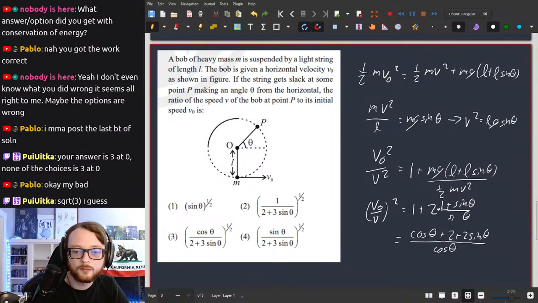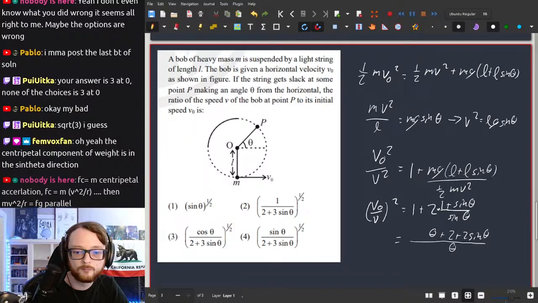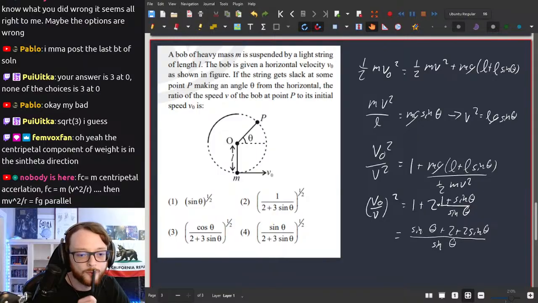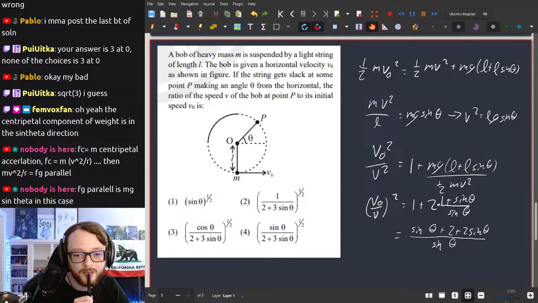Sine theta, sine theta. But then that does match. It's supposed to match something. It's supposed to match option 4. I'm still doing it wrong somehow.